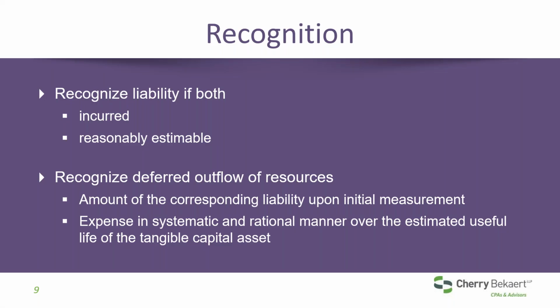So how do we recognize that liability? When the liability is recorded, the other side of the entry is going to be a deferred outflow of resources, which will then be expensed in a systematic and rational manner over the estimated useful life of the asset. By the time the asset has reached the end of its useful life, the deferred outflow should be zero, and we will have the balance of the liability for the retirement of the asset. The standard says that this liability should be recognized when both incurred and reasonably estimable.